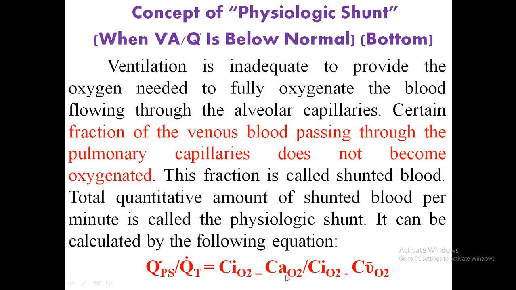In this equation, QPS is the physiological shunt blood flow per minute, while QT is the cardiac output per minute. CI is the concentration of oxygen in the arterial blood if there is an ideal ventilation perfusion ratio, CA is the measured concentration of oxygen in the arterial blood, and CV is the measured concentration of oxygen in the mixed venous blood. The greater the physiological shunt, the greater the amount of blood that fails to be oxygenated as it passes through the lungs.